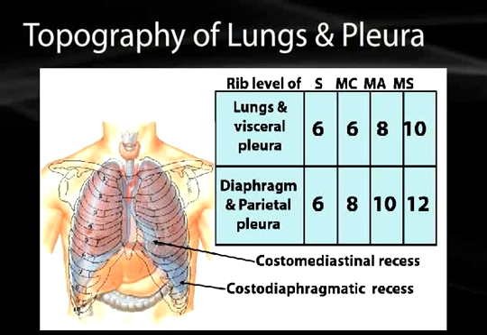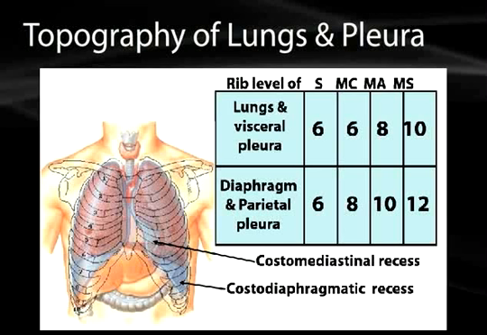They're located at rib level 6, 6, 8, and 10, whereas the parietal pleura and the attachments of the diaphragm are located at rib levels 6, 8, 10, and 12. What you'll see at the midclavicular area and the midaxillary as well as the midscapular, you start to get a gap of 2 rib spaces where the lung is separated from the rib attachment of the diaphragm.